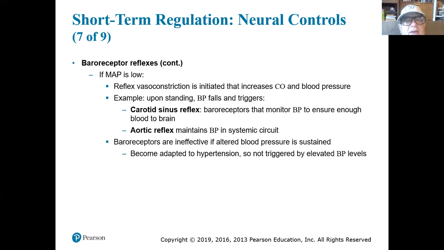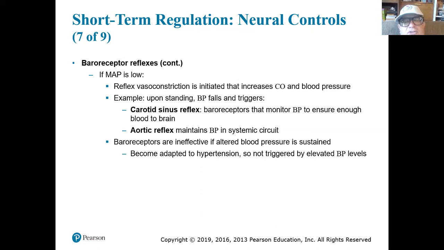Baroreceptor reflex if mean arterial pressure is low. Reflex vasoconstriction will increase cardiac output and blood pressure. If mean arterial pressure is low, for example when blood pressure falls, it triggers the carotid sinus reflex. The baroreceptor is like, oh no, we're bleeding out. Maybe for whatever reason we got low blood volume. We've got to make sure the brain gets blood. The brain is the most important.